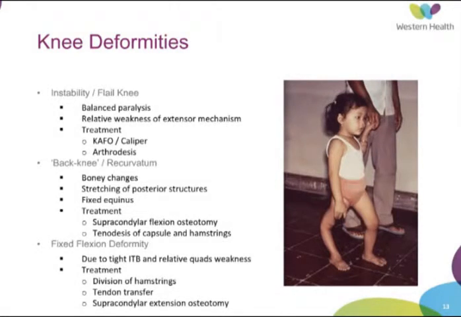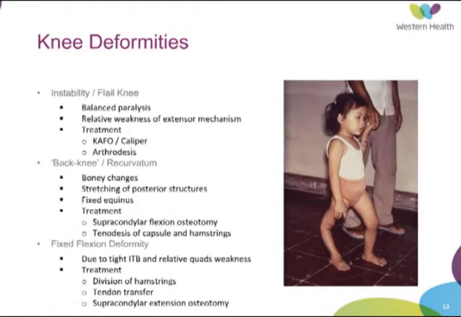So the treatment for this quite often involves bony correction, and they describe supracondylar flexion osteotomy or tenodesis of the capsule or hamstrings. In fixed flexion deformities of the knee, these are generally due to tight ITB and quads weakness. So these can be treated by a division of the hamstrings or transferring the hamstring to the quadriceps to reinforce it. Or there's described bony procedures such as a supracondylar extension osteotomy.